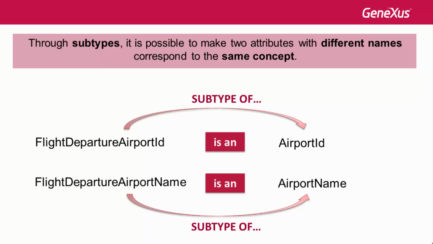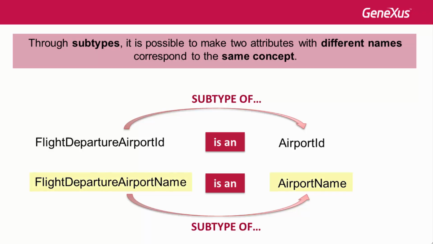When an attribute has a name different from another attribute already defined, and they both represent the same concept, we can inform GeneXus that the new attribute is a subtype of the other attribute. From that moment on, to GeneXus, they will be exactly the same thing. So, GeneXus will consider the attribute, flight departure airport ID, just as if it was an airport ID, that is, it will identify it as foreign key in the flight transaction.